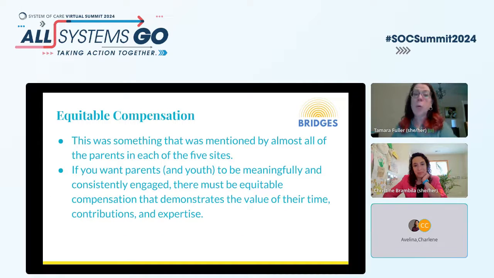Okay. Equitable compensation. This was something that was mentioned by almost all of the parents in each of the 5 sites. If you want parents and youth as well to be meaningfully and consistently engaged, there must be equitable compensation that demonstrates the value of their time, contributions, and expertise. So one of the parents said, a majority of our population is struggling, and I think one of the first things is prioritizing some sort of reimbursement of time, or let's provide some childcare, or let's make sure that your needs are being met when you're lending your time and expertise to us for this community event. It is an extraordinary amount of time and money to parent a child with mental health needs.